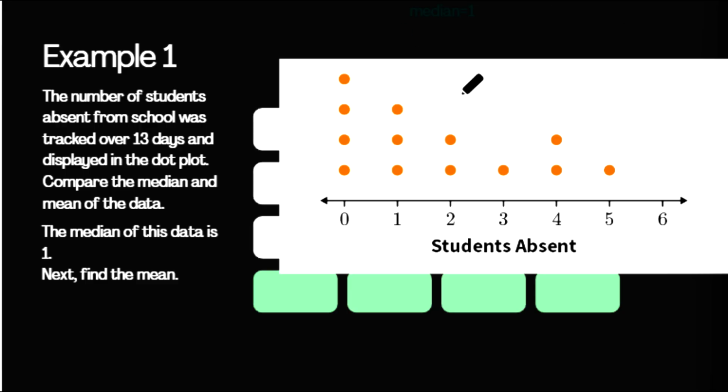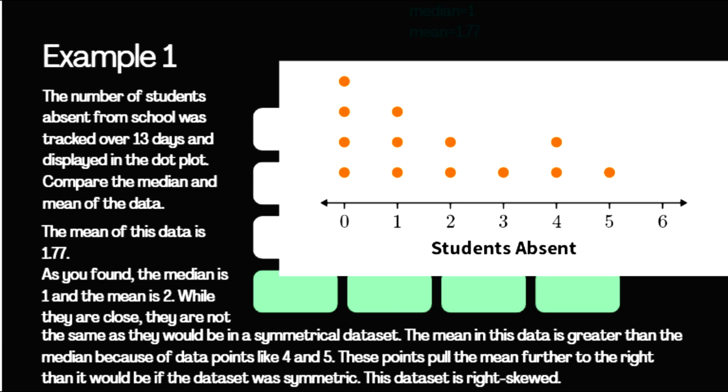1.769. So we're going to go 1.8 because it never tells us where to round to. Okay. So the mean of this data is 1.77, which we had 1769, so that's also correct. As you found, the median is 1 and the mean is 2. Then they rounded it some more because they never tell you what to do. While they're close, they are not the same as they would be in a symmetrical data set.